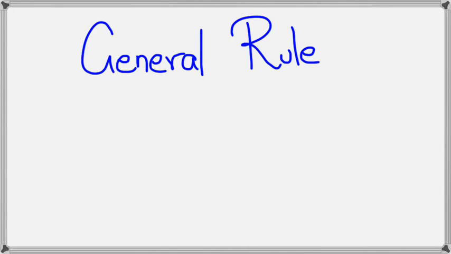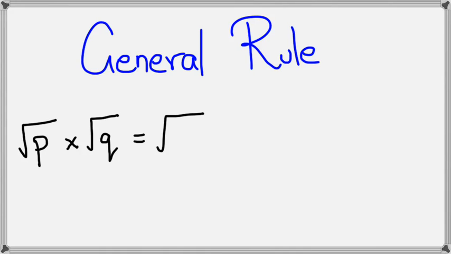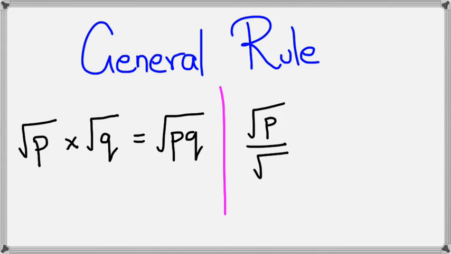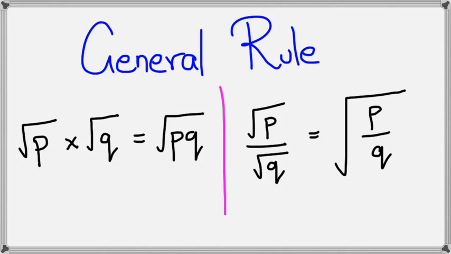Here's a couple of general rules that'll help you out with your multiplying of surds. For example, if you have square root of p times square root of q, it's the same thing as saying square root of pq, inside the square root symbol. And likewise, if you do division, where you have square root of p divided by square root of q, this is the same thing as saying square root of p divided by q.